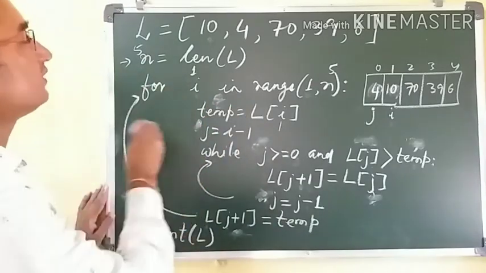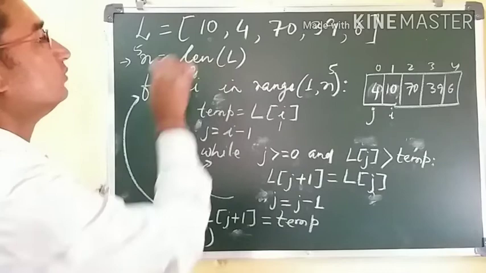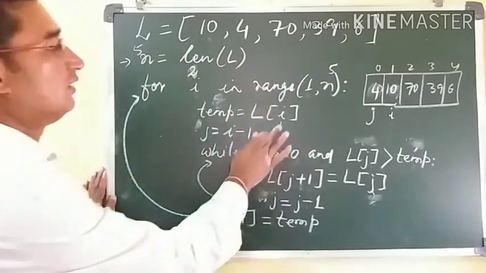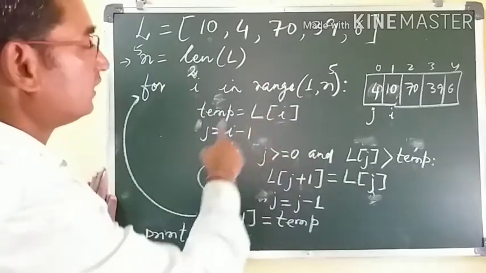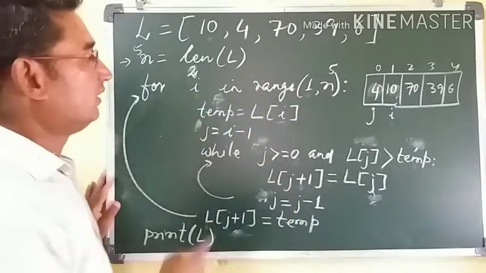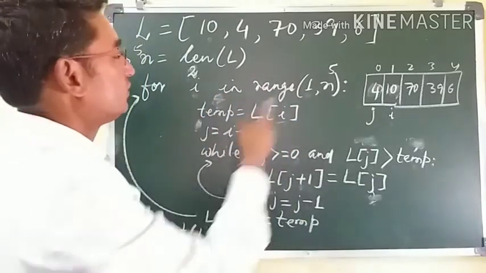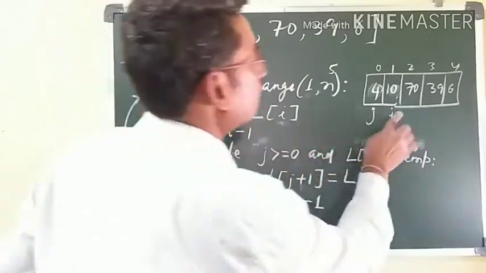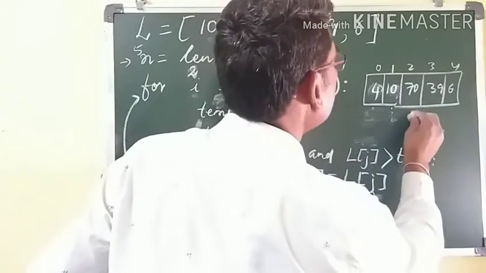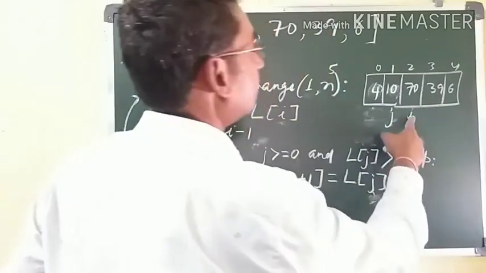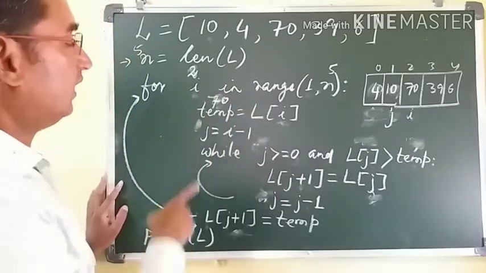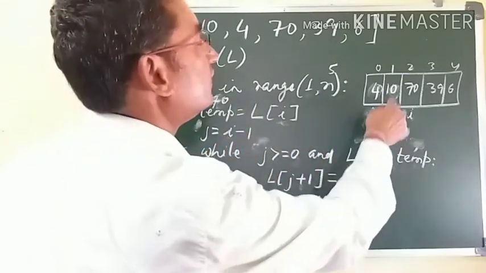After coming from this, now the value of I will become 2. 2 is less than 5, this condition is true. If this condition is true, the same thing will be repeated again. Now in this temp, L of I means L of 2. The value of I is here, J is here, and 70 will be assigned into this temp. And the value of J is I minus 1, so J is 1 here.